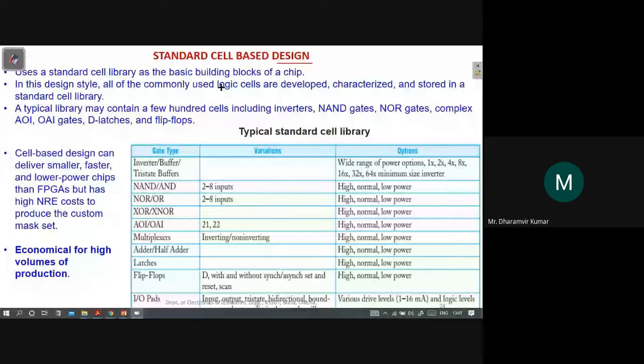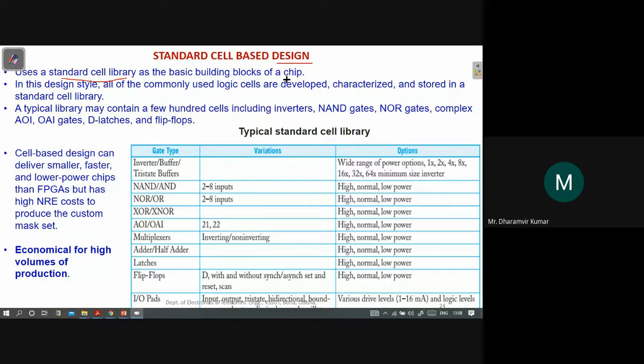One thing is that a library is present. So it uses a standard cell library as the basic building blocks of a chip. Whatever library components are present, we have to use those components and construct our circuit. There is one advantage: since library components are present, we do not have to spend the time, effort and cost to design the library. The library is already available.